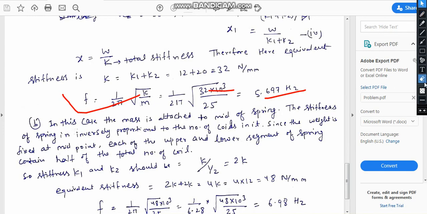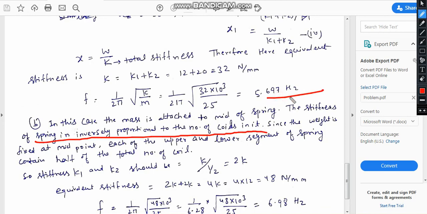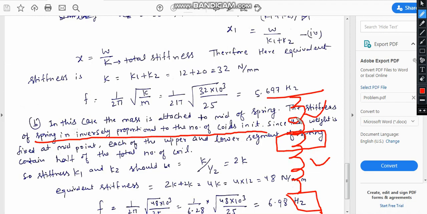Now, before discussing the next question, we have to know that the spring constant is inversely proportional to the number of coils in it. The more coils a spring has, the lower its stiffness. Since in this part the same weight is situated in the middle of the spring, half of the portion is covered in the upper portion and half in the lower portion.